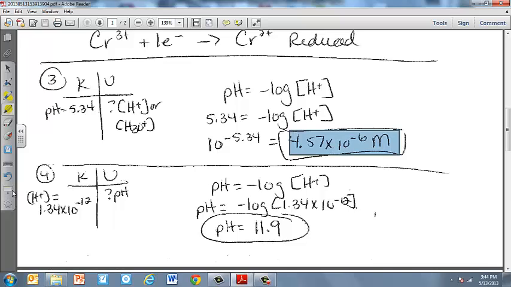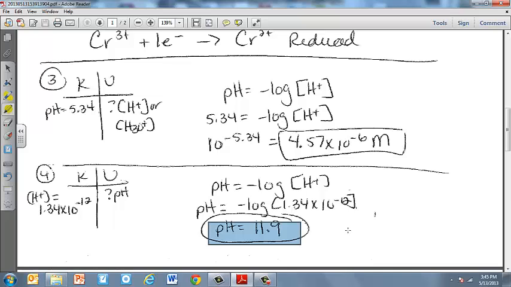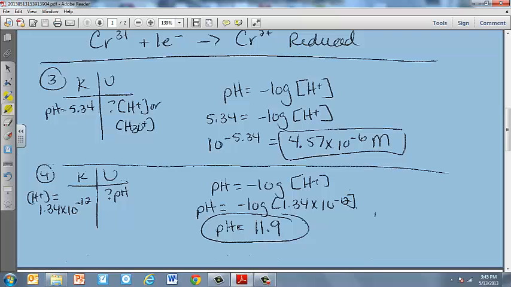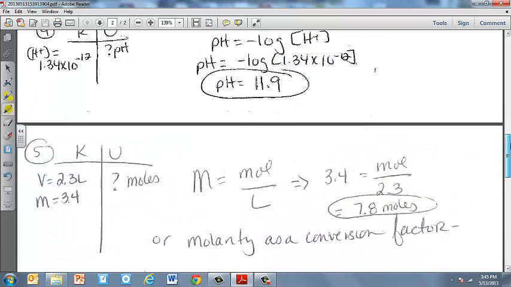Okay, number 4, you were given a hydrogen ion concentration of 1.34 times 10 to the negative 12. Again, this one you simply plug and chug. So you take the negative log of 1.34 times 10 to the negative 12, which gives you a final answer of 11.9. This also would be a basic solution. I forgot to write that down, but that's the other thing it wants to know. It would be basic because it is greater than 7 on the pH scale.